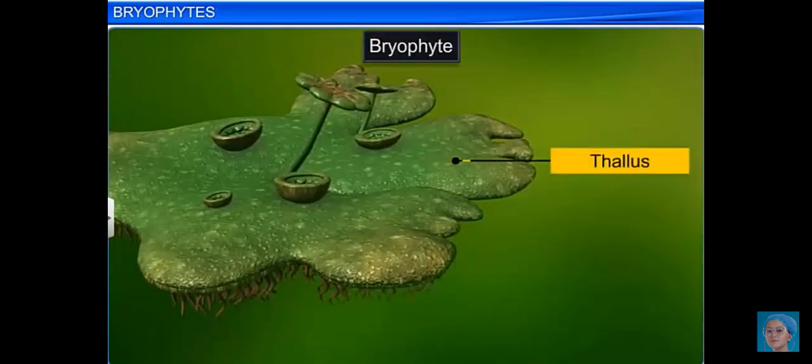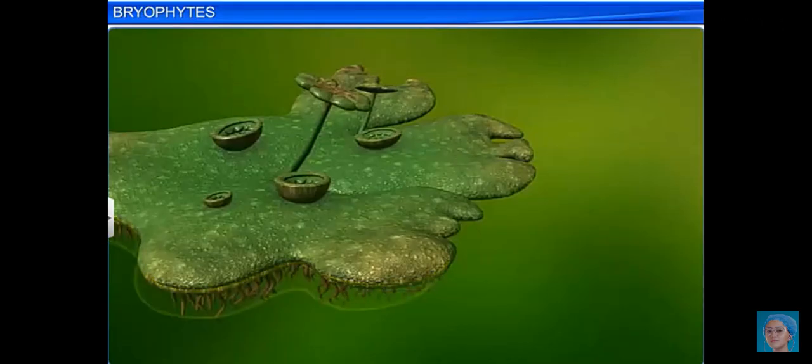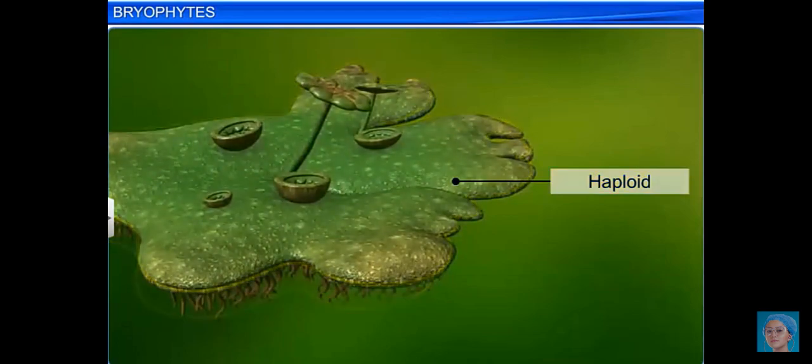The plant body is thallus-like, and is either prostrate or erect. It is attached to the substratum by unicellular or multicellular rhizoids. The plant body does not have true roots, stem, or leaves, but possesses similar structures. The main plant body of a bryophyte is haploid. It is also called a gametophyte as it produces gametes.